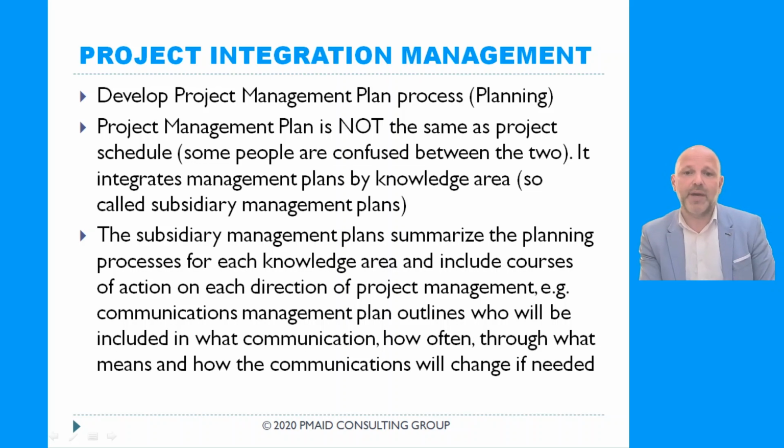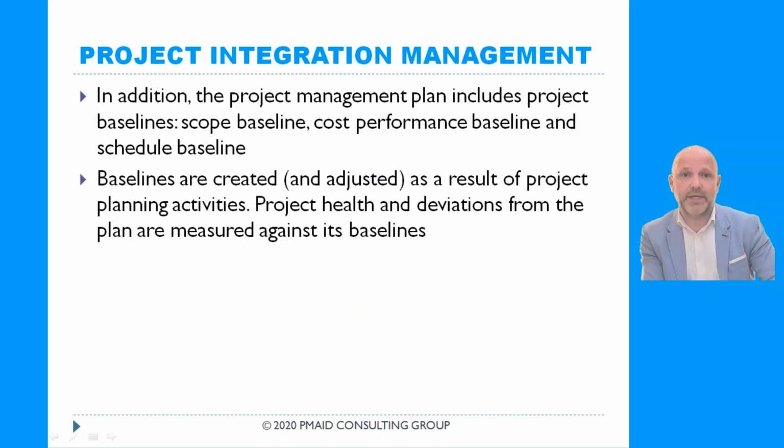The subsidiary management plans summarize the planning processes for each knowledge area and include courses of action on each direction of project management. For example, communications management plan outlines who will be included in what communication, how often, through what means, and how the communications will change if needed. And the same happens with other project management plans. Similar structure. We'll go through it later.